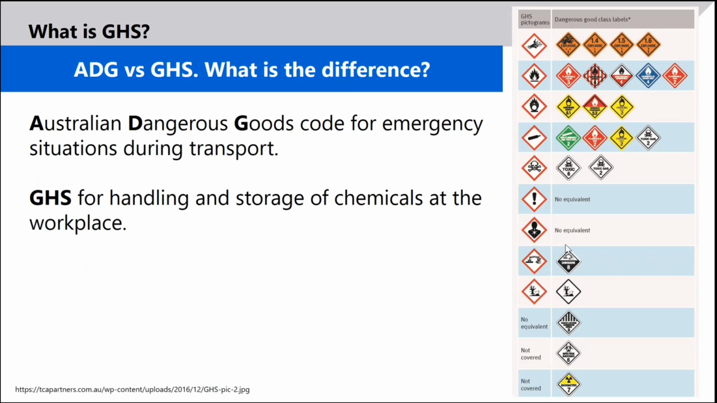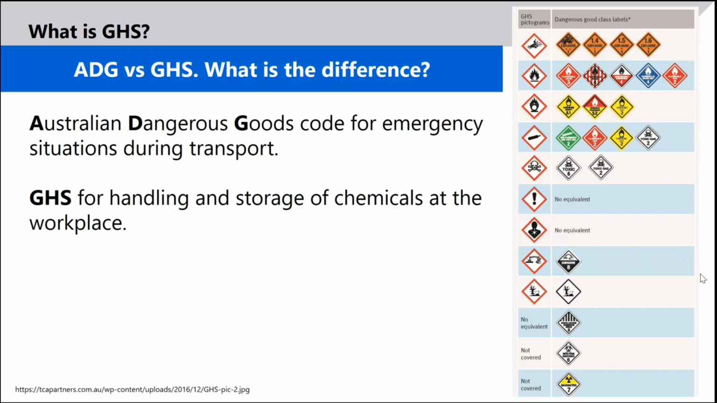So if you're transporting hazardous chemicals, manufacturers and importers of hazardous chemicals must classify them according to the Australian Dangerous Goods Code, or ADG code, and the GHS. So what is the difference between ADG and GHS? The ADG code provides information targeted at managing immediate hazards, such as emergency situations during transport, whereas the GHS provides information regarding the use, handling, and storage of a chemical at the workplace, physical and health. So one's for the road, one's for usage at a workplace.